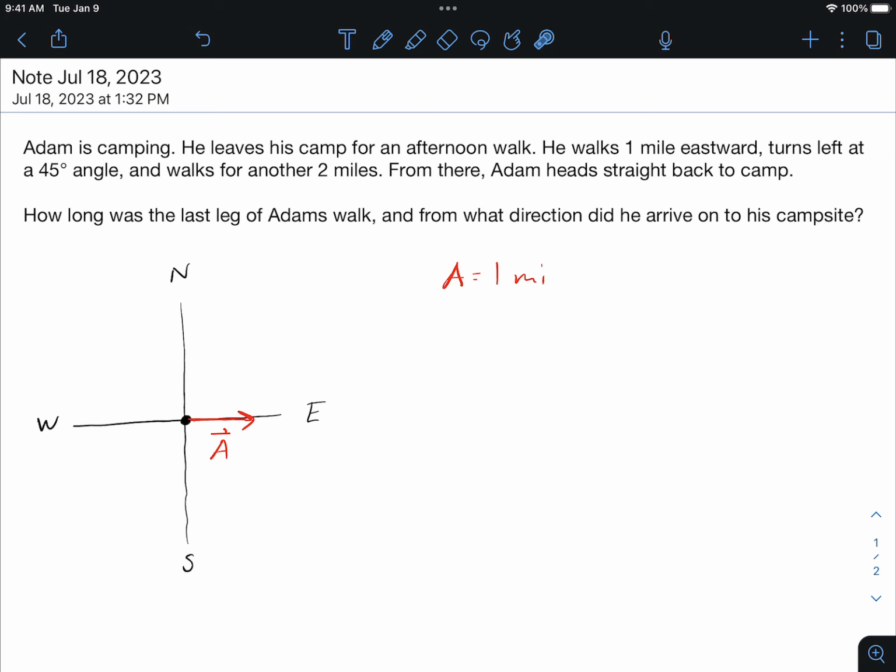Notice I am labeling this with a name, with a variable A, and I'm telling you what that variable is here. This is going to make everything much easier to read at the end. If you label this with 1 mile, it just becomes really hard to figure out what's going on.